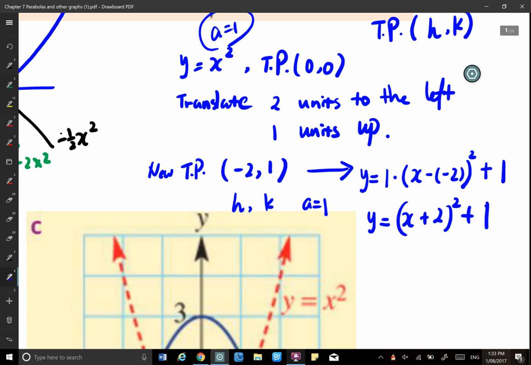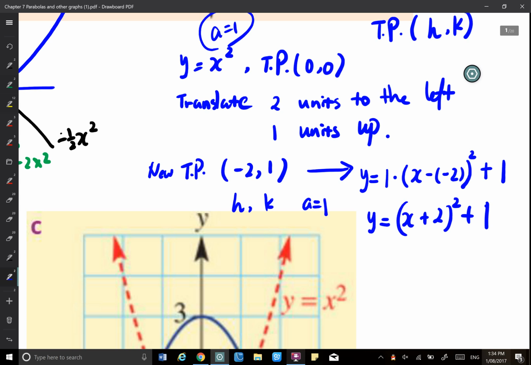Your original equation is x squared. And now your new equation will be (x plus 2) squared plus 1. That's your new equation. Why is it like that? Because the turning point before is (0, 0). After the translation, your new turning point becomes (negative 2, 1). And then we know the turning point formula, that's the h and k values. I just put the h and k values back into the equation, and I have the new equation.